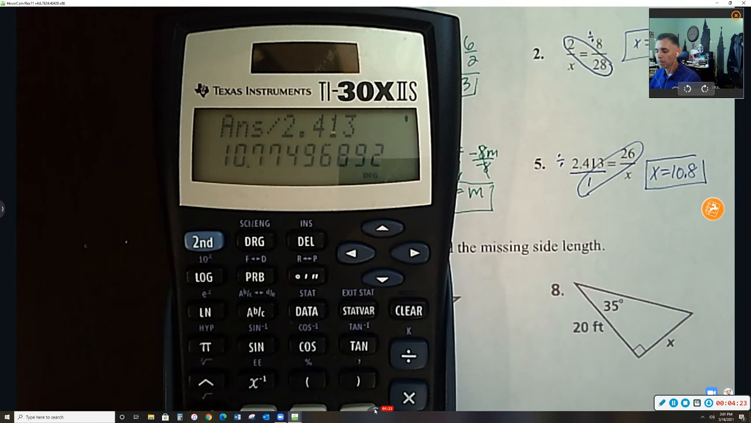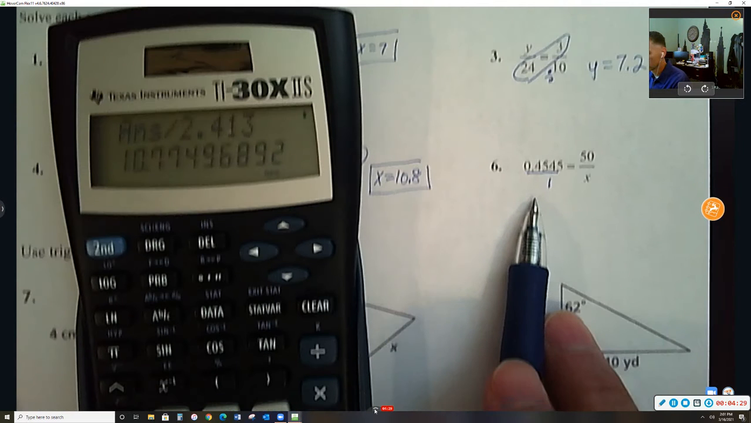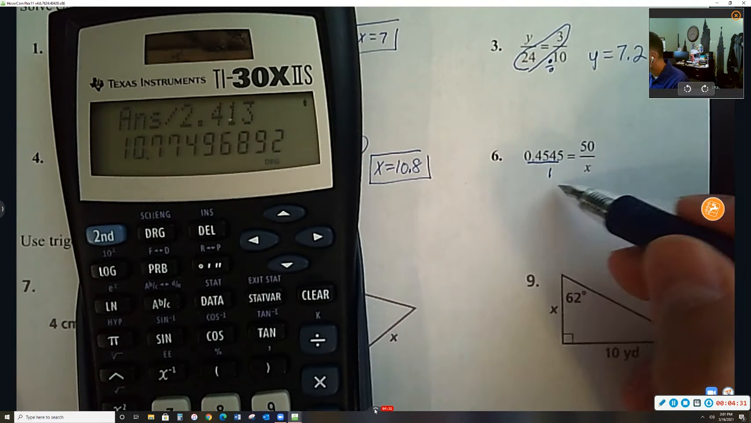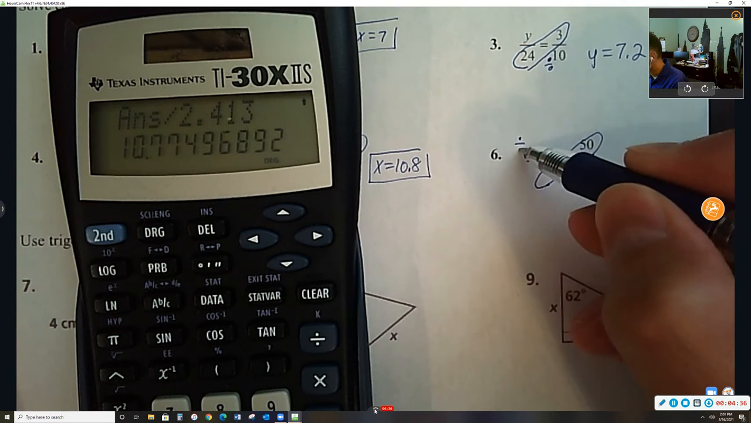Okay. So let's move on to the next one, number 6. Number 6 looks like this. Again, here's the variable, so we're going to cross multiply in this direction and then divide by this number out here.